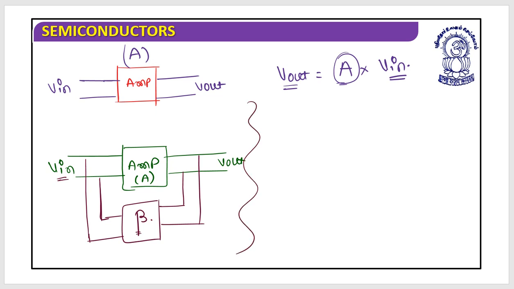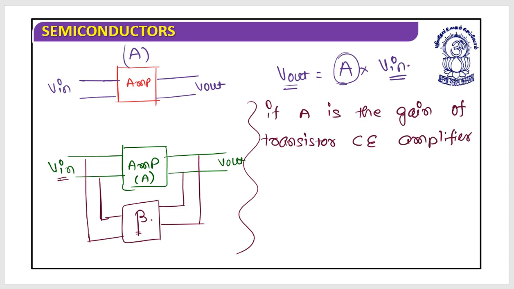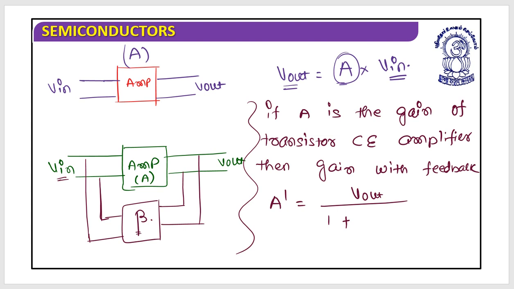So we are not going to do the derivation of this, but I will give you the formula. If A is the gain of the transistor CE amplifier, then the gain with feedback is A dash equals V output divided by V input plus beta times V output. I hope this is clear.